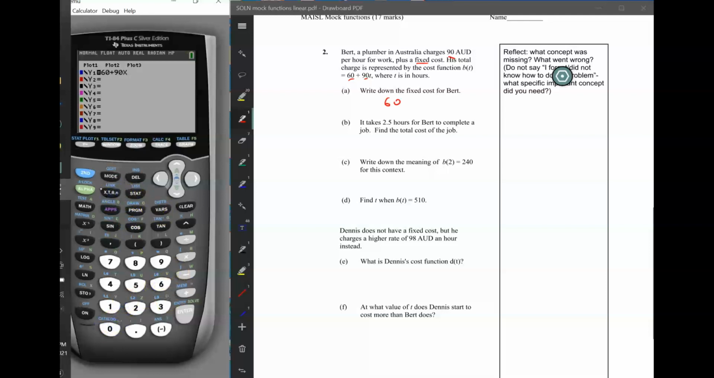Okay, and then I'm going to see how long it takes to get, or if it's 2.5 hours to complete a job, what is the cost of the job? First thing I'm going to do is look at the table. When I look at the table, if it was 2 hours or 3 hours, I could see that it costs 240 or 330 respectively, but it doesn't say 2.5. How could I do that? How could I see 2.5 hour jobs on this table?